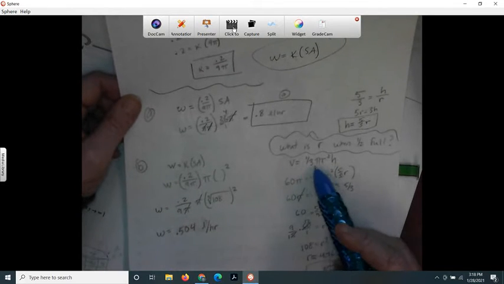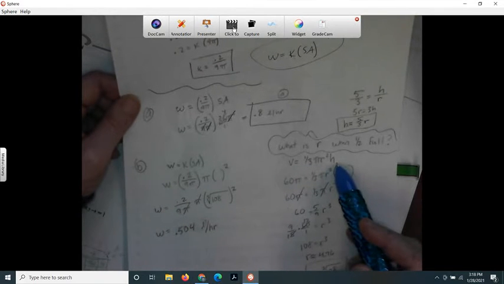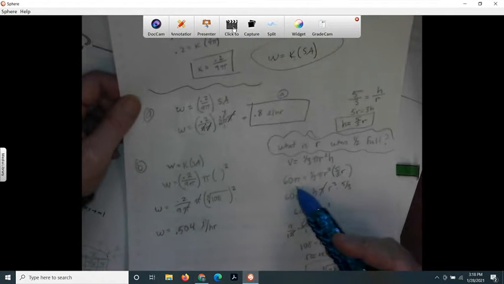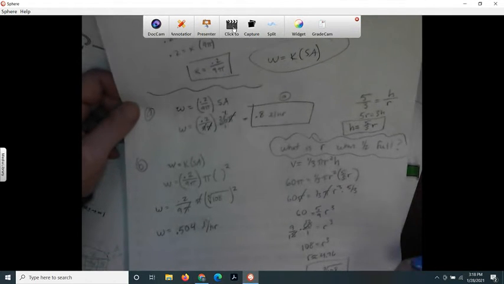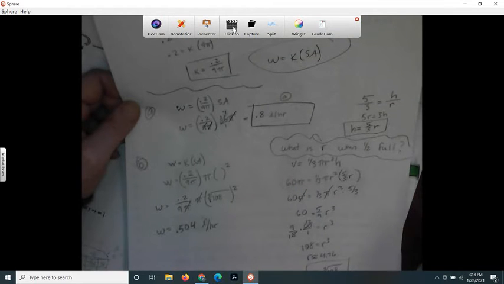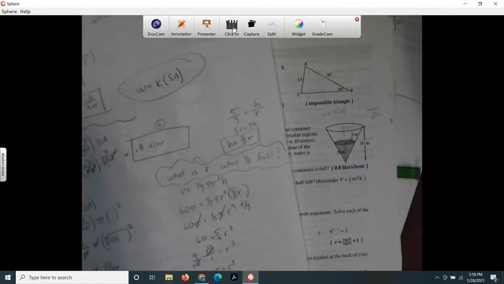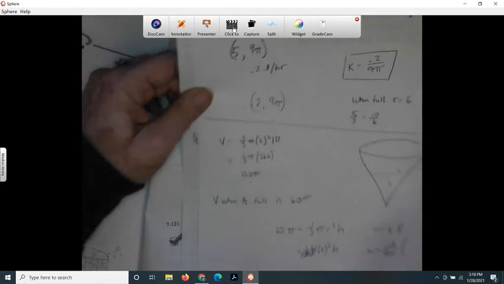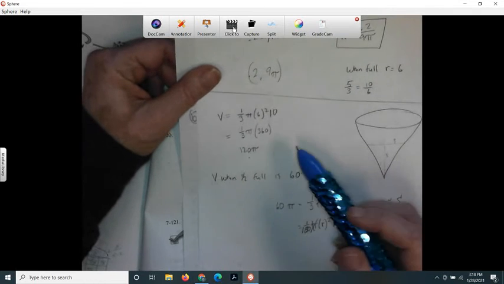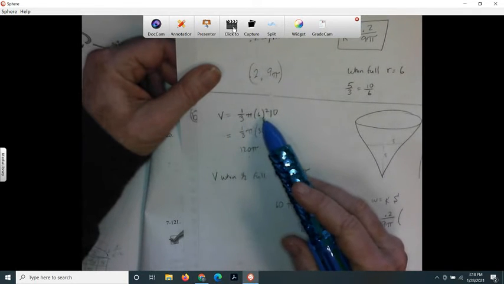Volume is 1/3 pi r squared h. But I solved for 60 probably on another piece of paper. Or I said half, I wanted it half full. Where did I do my work to show? Here's the work I did to find out how much it holds when it's full. So 1/3 pi r squared h.